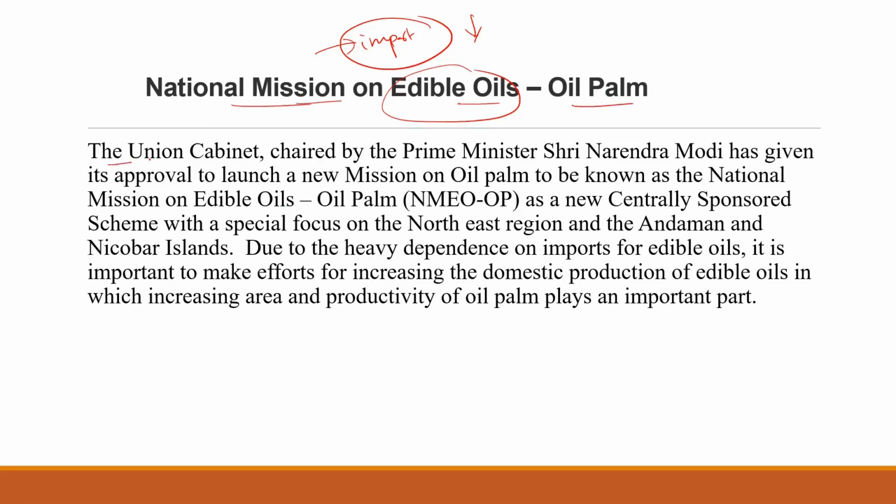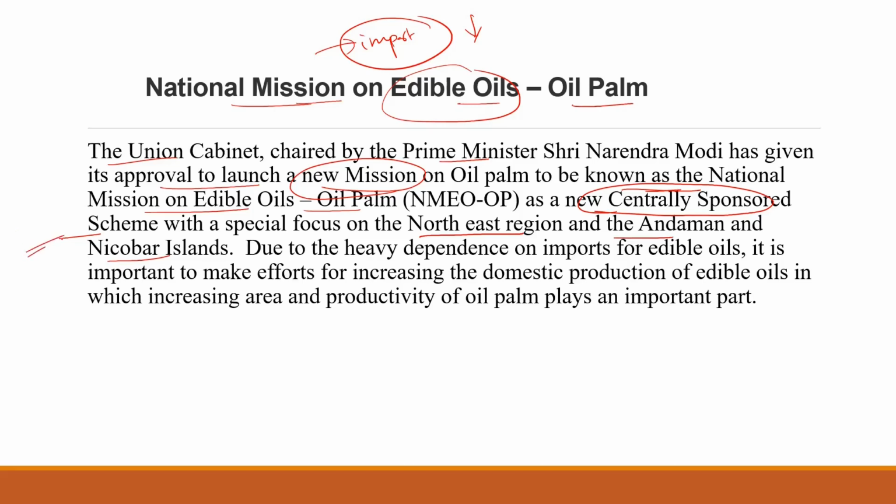Here, the Union Cabinet, chaired by the Prime Minister, has given its approval to launch a new mission on oil palm. This is known as National Mission on Edible Oils - Oil Palm. You have to remember the whole name and remember that it is a centrally sponsored scheme and it focuses mostly on the northeastern region and the Andaman and Nicobar region.